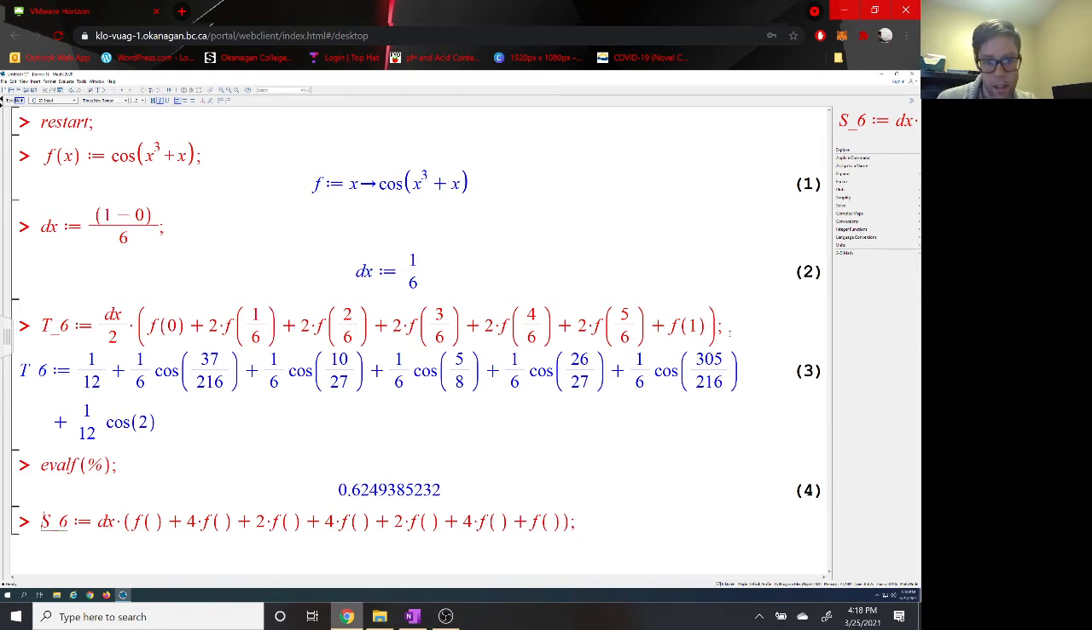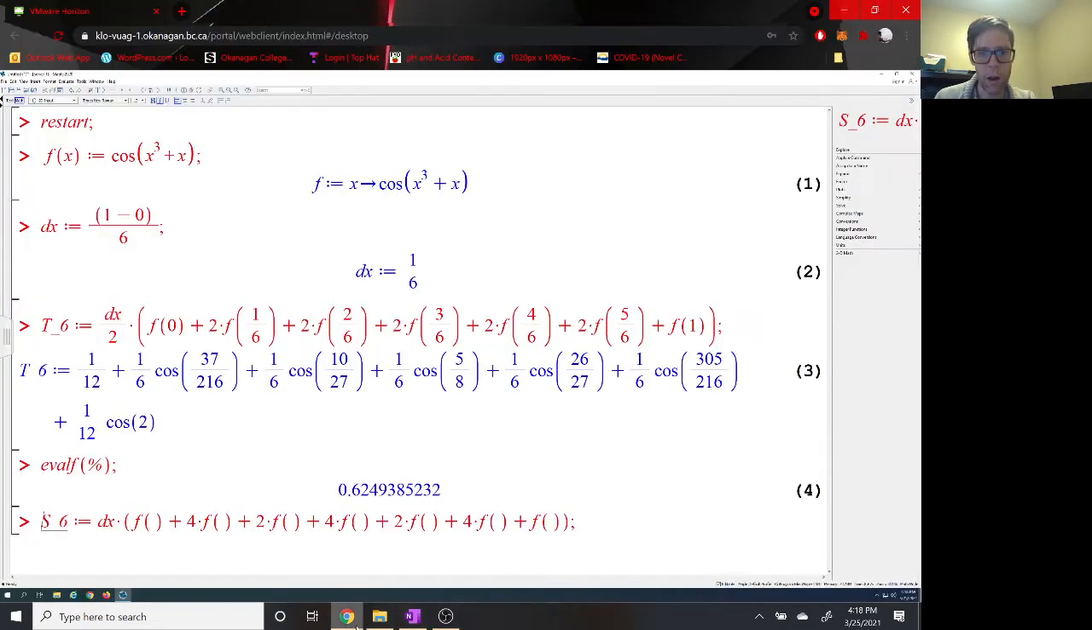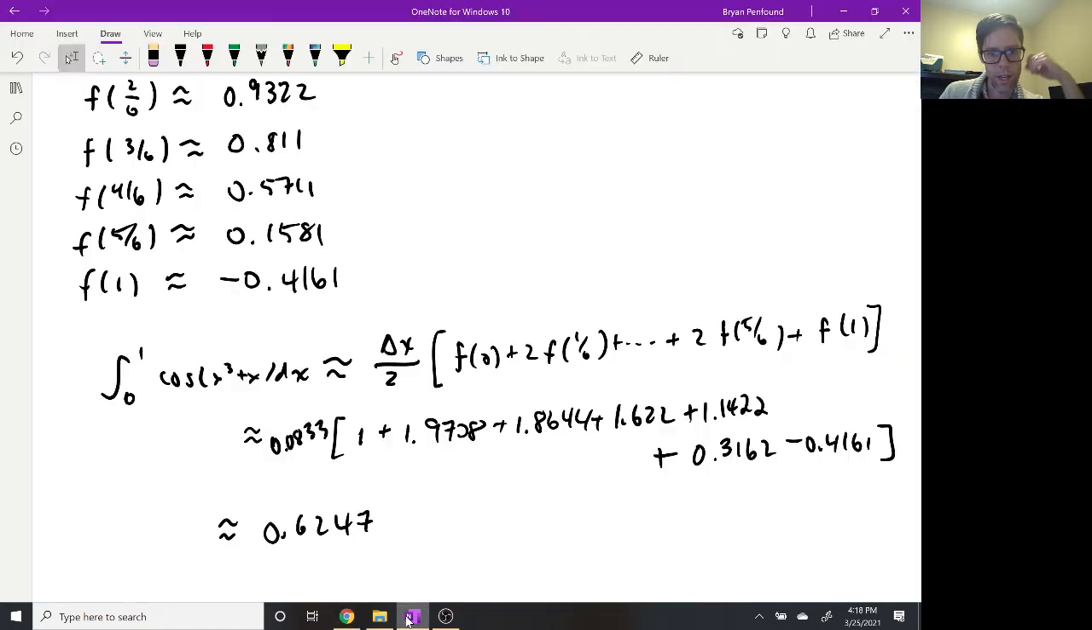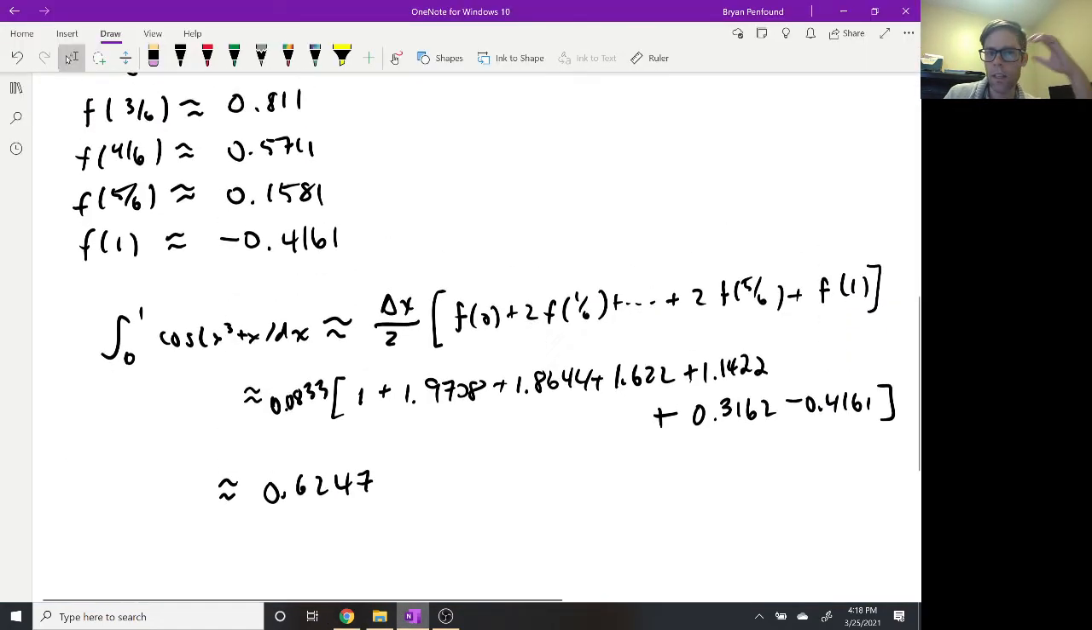So that looks good. We got, I think, something pretty close, right? 6247. So we're a little bit off because of rounding. So Maple will give us a little bit more of an accurate answer. But, you know, for the sake of doing it by hand with a calculator, we did not too bad. Okay, so there is the final example of the trapezoid rule.